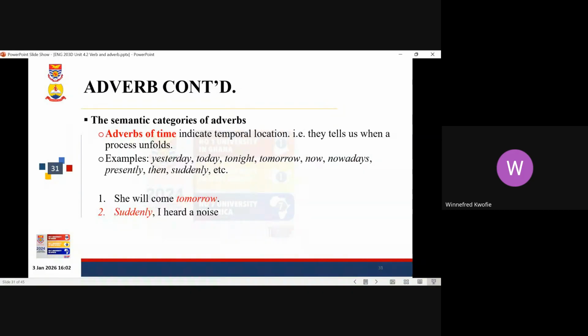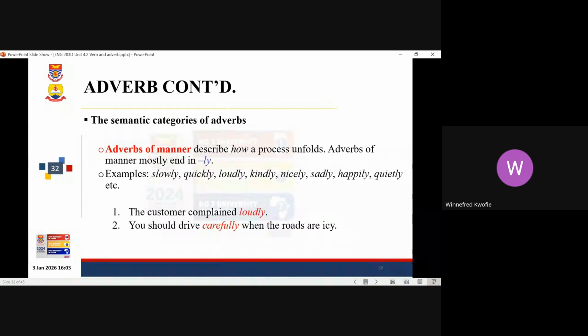The process is her coming. Coming is a process. And so when would that occur? Tomorrow. Then, suddenly I heard a noise. A noise was heard, but how was it heard? Suddenly. This also talks about the time. It was sudden. It wasn't yesterday. It's not tomorrow. It's just occurred. Then we have adverbs of place.